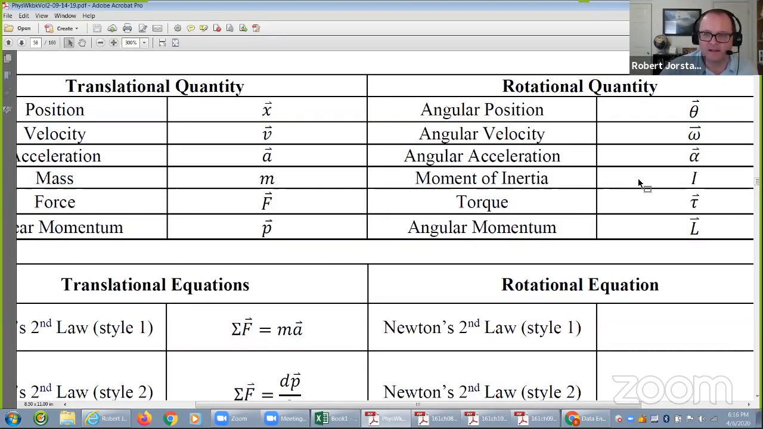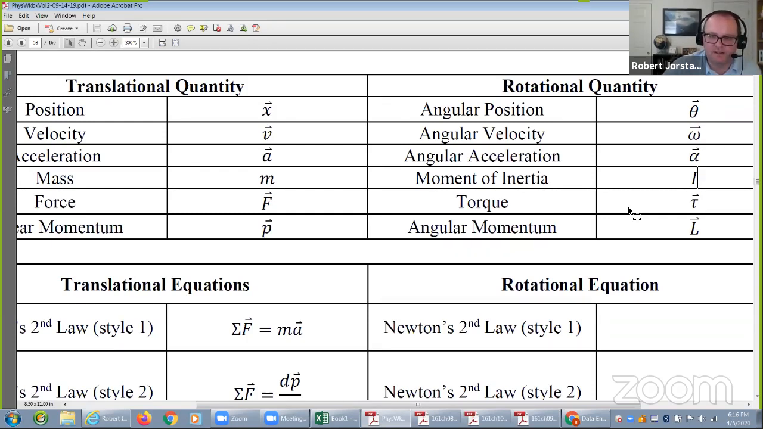So mass and moment of inertia is the new concept. That's like rotational mass. It's a measure of how big you are and how your mass is distributed. For example, a figure skater with the arms in has a small moment of inertia, easy to rotate. A figure skater with arms out has a large moment of inertia. More on that soon.